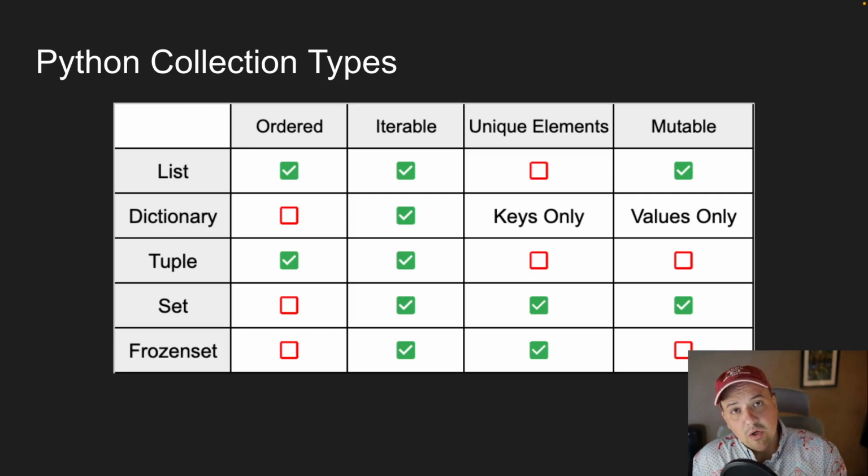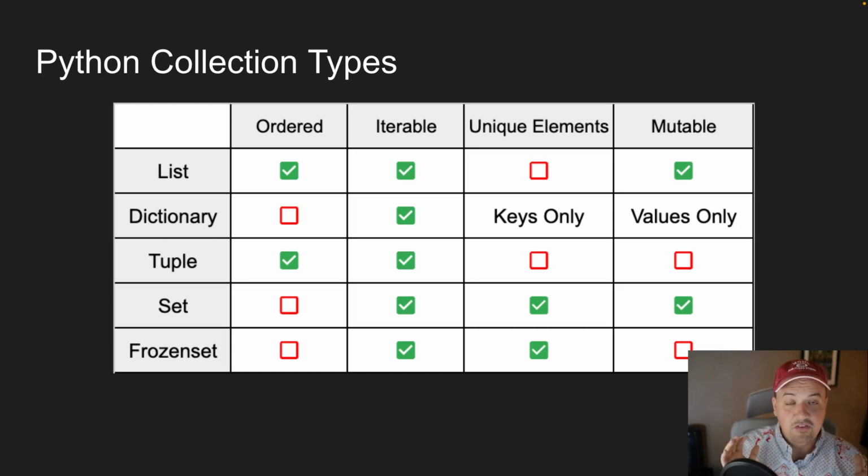However, if we don't want a mutable set, if for some reason we want our set to be constant once it's been declared and initialized, then we go to a frozen set, which has all the same properties. It's not going to be indexable. It is going to be iterable. The elements are going to be unique. However, it's not mutable, and that's a key difference there.